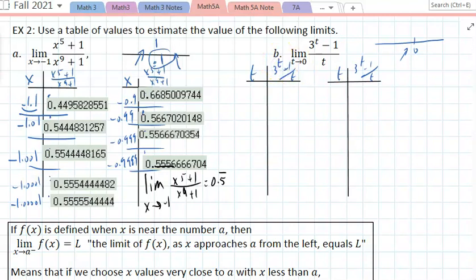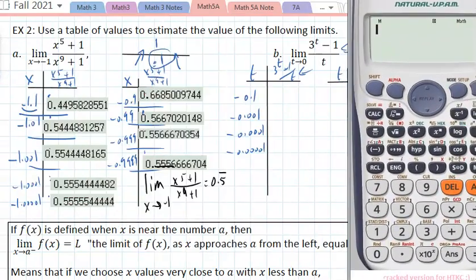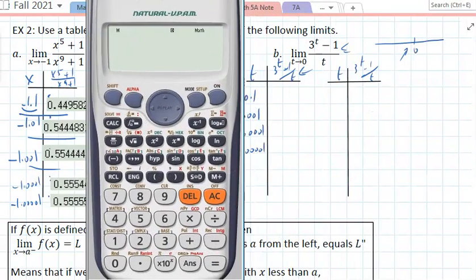Okay, so how does it work? Well, I'll take a negative 0.1, a negative 0.001, a negative 0.0001. See how that goes. See if the y value levels off, but I have to change my function really quick. So if I was to go ahead, let me put it right here.